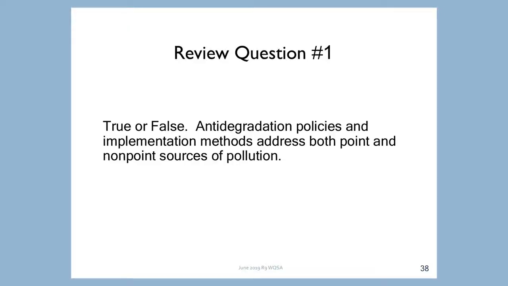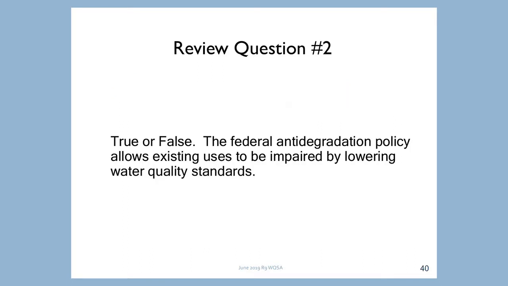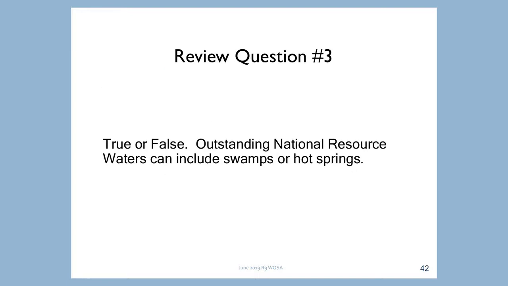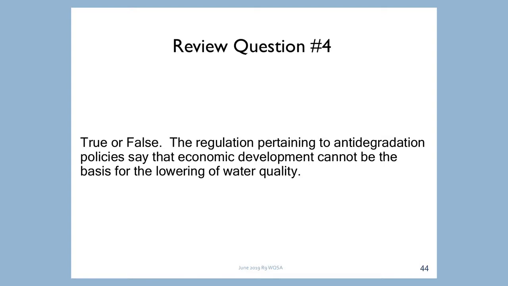Anti-degradation policies and implementation methods address both point and non-point sources of pollution. True or false? True. Oops, I just showed you the answer there. Federal anti-degradation policy allows existing uses to be impaired by lowering water quality standards. False. Outstanding natural resource waters can include swamps or hot springs. True.